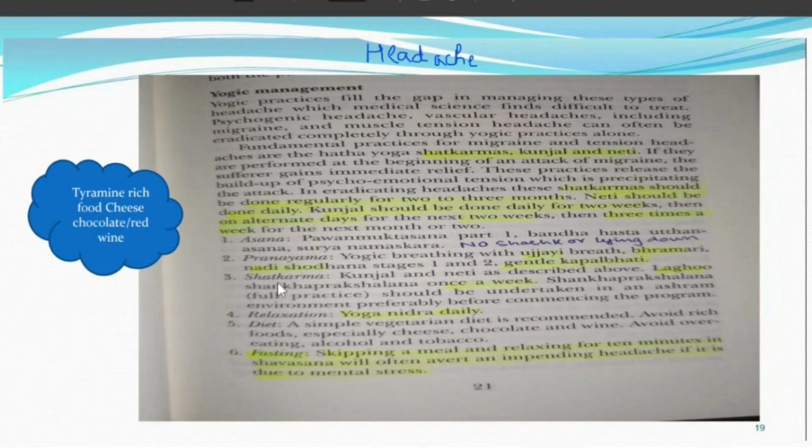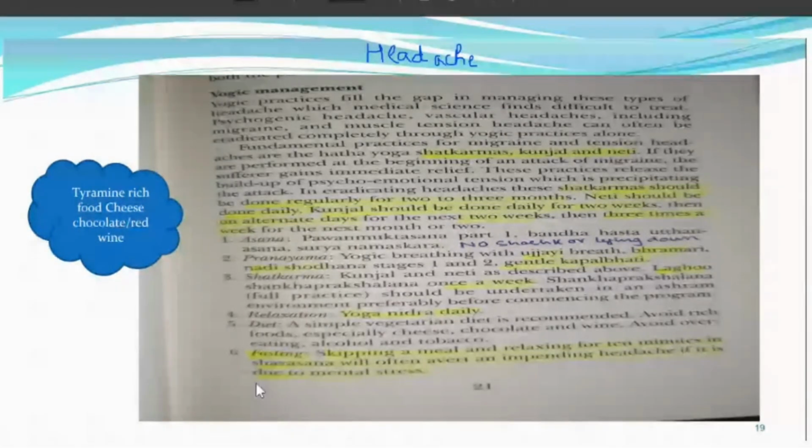And Shatkarma, as I have already explained, even LSP is very good because constipation can also be a trigger to your headache. Yog Nidra is definitely very nice for it, and they should tend to have simple meals. They should avoid cheese, chocolate, and red wine. Make a note of it. Migraines get triggered with cheese, chocolate, and red wine.